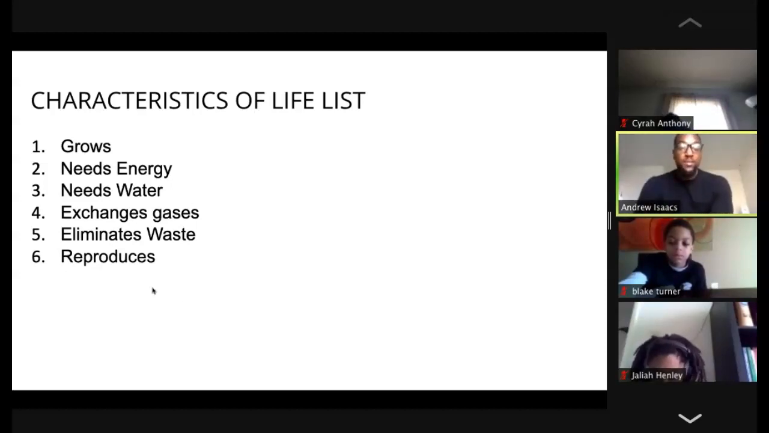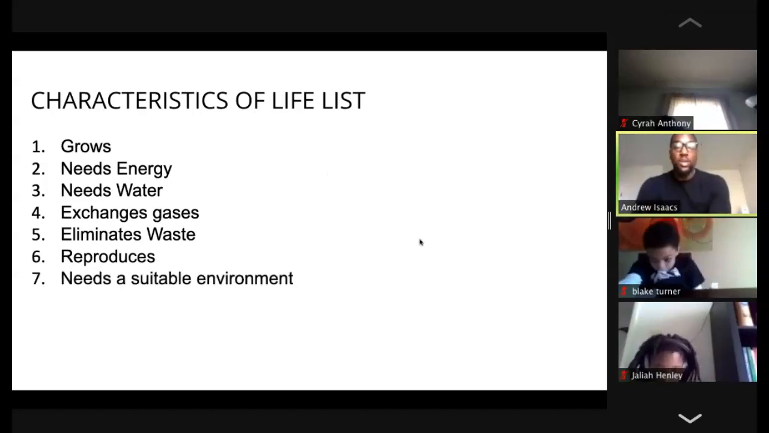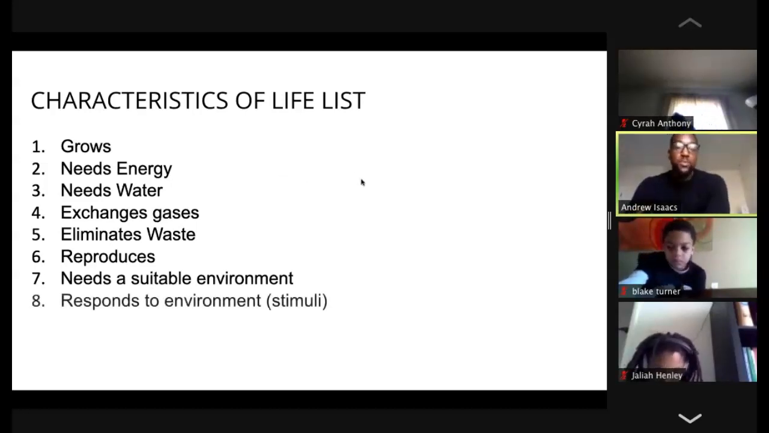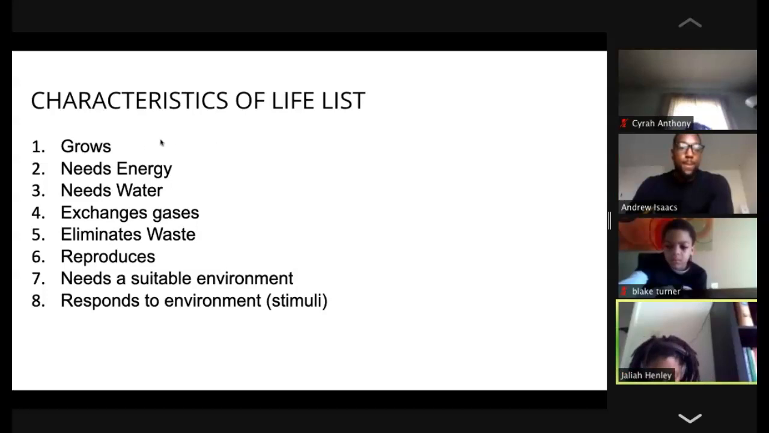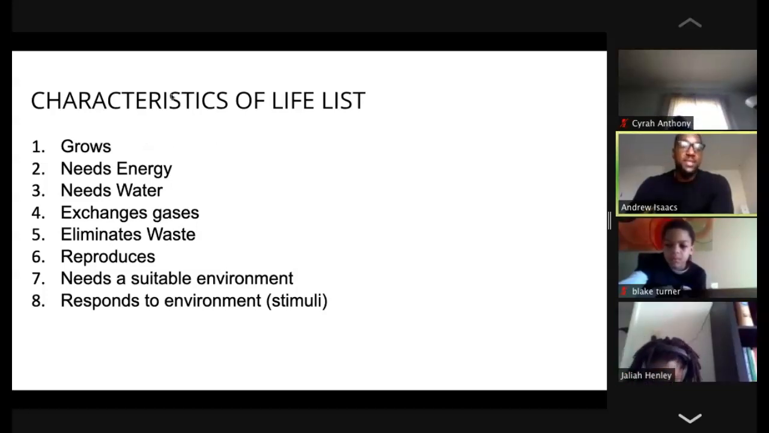Our seventh characteristic of life was needs a suitable living environment. Eighth was it responds to the environment or to stimuli. And our last characteristic of life, who remembers what our last one is? This is the ninth one that we talked about. Go ahead, Julia. They're made up of cells. Exactly. It was made of cells. So that was our last characteristic of life.